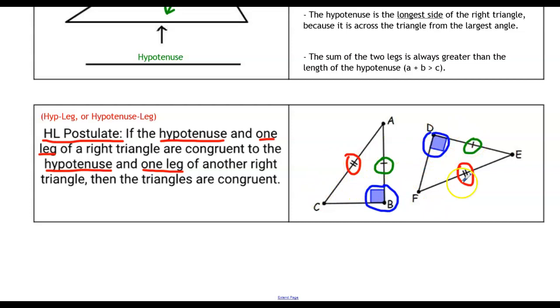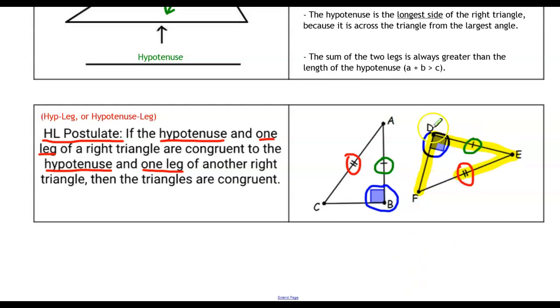Now, if we weren't using Hyp-Leg, how would we prove that these two triangles are congruent? Well, if we were to trace along the triangle, starting from this vertex, vertex F, we would come to first an angle, and then a side, and then another side.